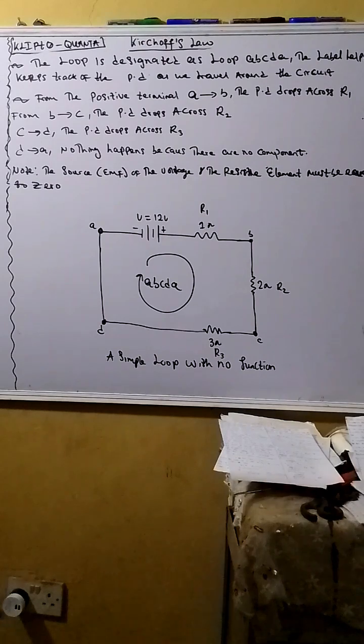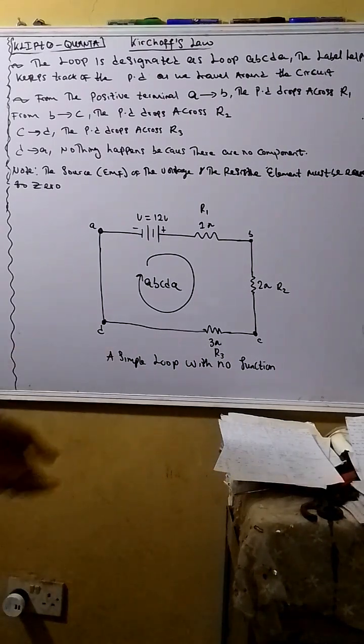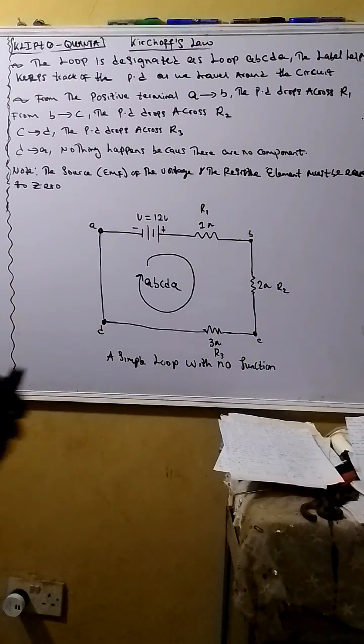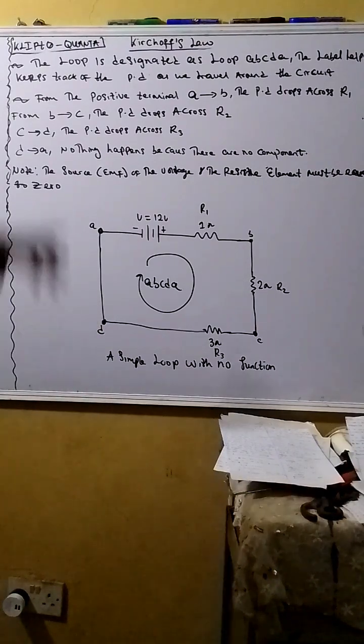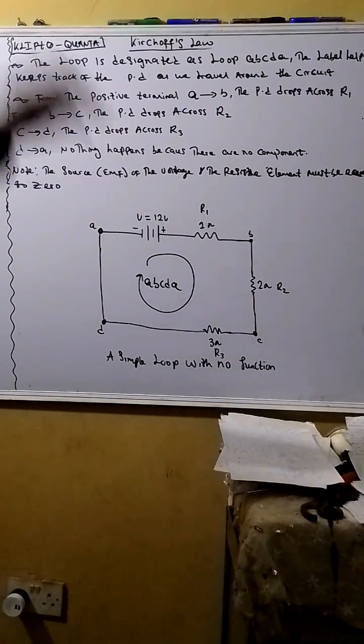So that is why we call it loop A, B, C, D. And it's actually much easier to label your particular circuit in some cases, so as to understand the way it works. Now, if you look from the positive terminal, the current will move from A to B.